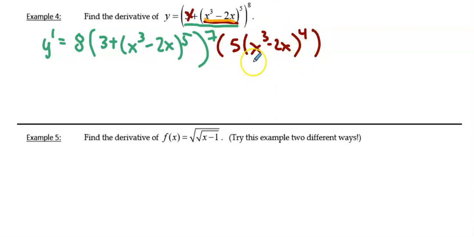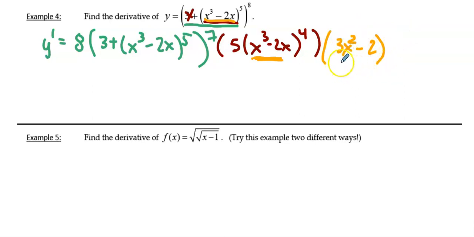And now our attention goes to this guy. Now this is going to be 3x squared minus 2. Now students, and I know the kind of questions that students ask for these particular examples, why now do we not go and do times 6x here?